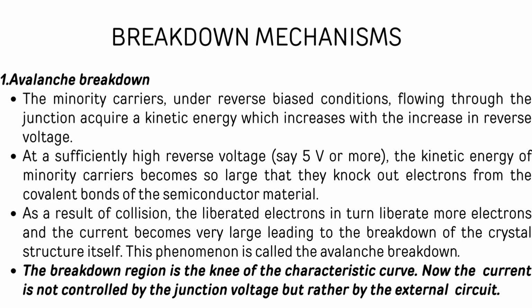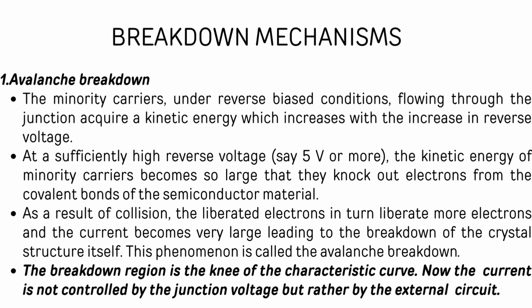Breakdown mechanisms. There are two types of breakdown mechanisms. One is avalanche breakdown. The minority carriers under reverse bias condition flowing through the junction acquire kinetic energy, which increases with the increase in reverse voltage. At a sufficiently high reverse voltage, the kinetic energy of minority carriers becomes so large that they can knock out electrons from the covalent bonds of a semiconductor material.